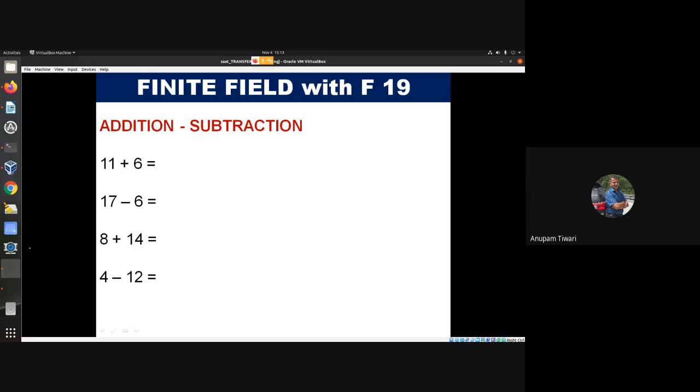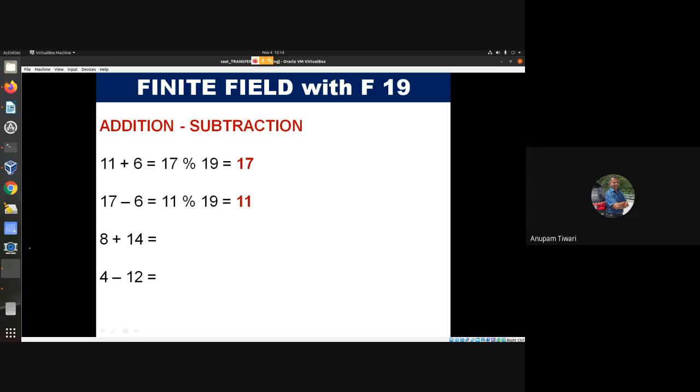4 minus 12, again, it is minus 8. But is it inside that 0 to 18? No. Now the 19 element says 0 to 18. So everything has to be less than 19. So 11 plus 6, in case we do the definite addition, it will be 17 mod 19, we'll get 17. 17 minus 6 is equal to 11 mod 19, that will be 11.